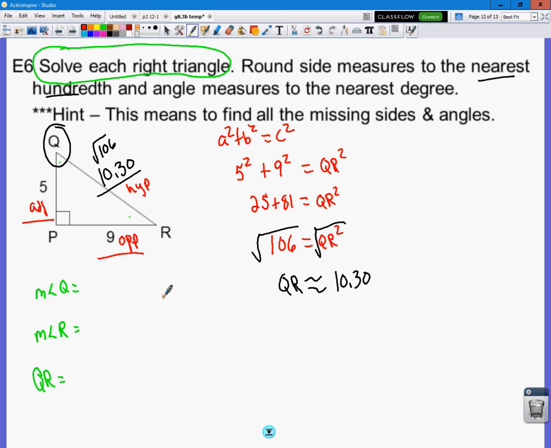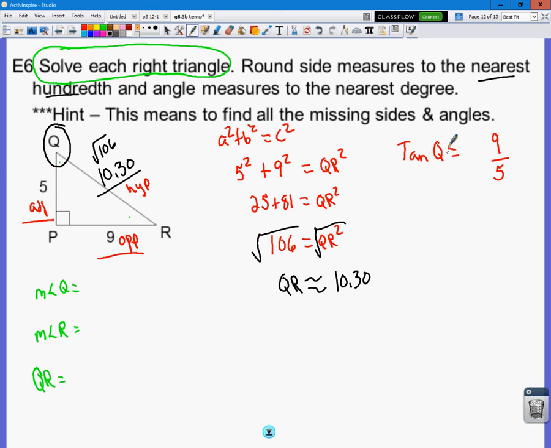Why would I want to use the 9 and the 5, the opposite and adjacent, versus this 10.30? It's more than the fact that it's not a decimal. They gave me the 5 and 9. These are exact. The 10.30 is an estimate. It's close, but it's not exact. So since I want to use opposite and adjacent, which function am I going to use? So the tangent of Q is equal to the opposite, 9, over 5.